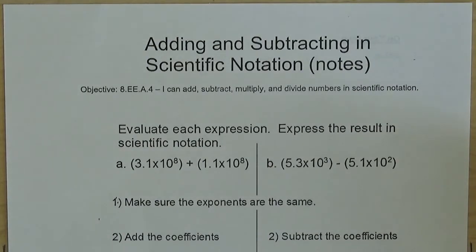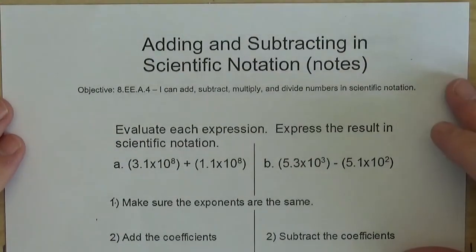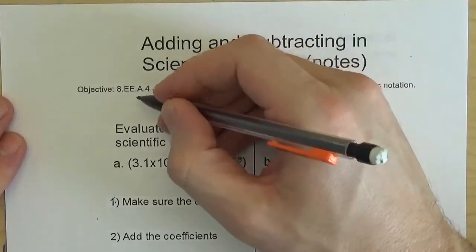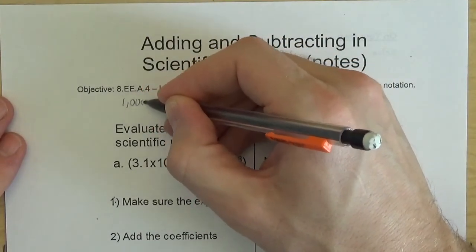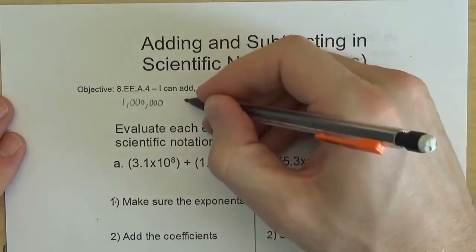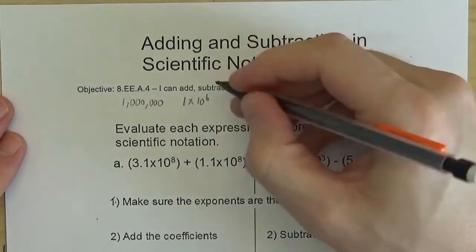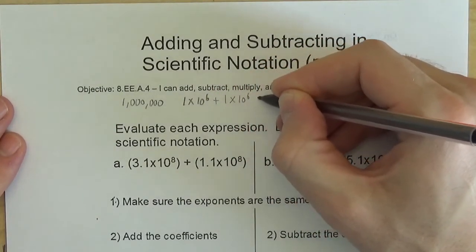So I want to start off with a little common sense exercise to help get you thinking about what it means to add and subtract numbers in scientific notation before we even get into the steps. A simple problem: 1 million. In scientific notation, 1 million would be 1 times 10 to the 6th. So let's write it in scientific notation: 1 million plus 1 million, so 1 times 10 to the 6th.